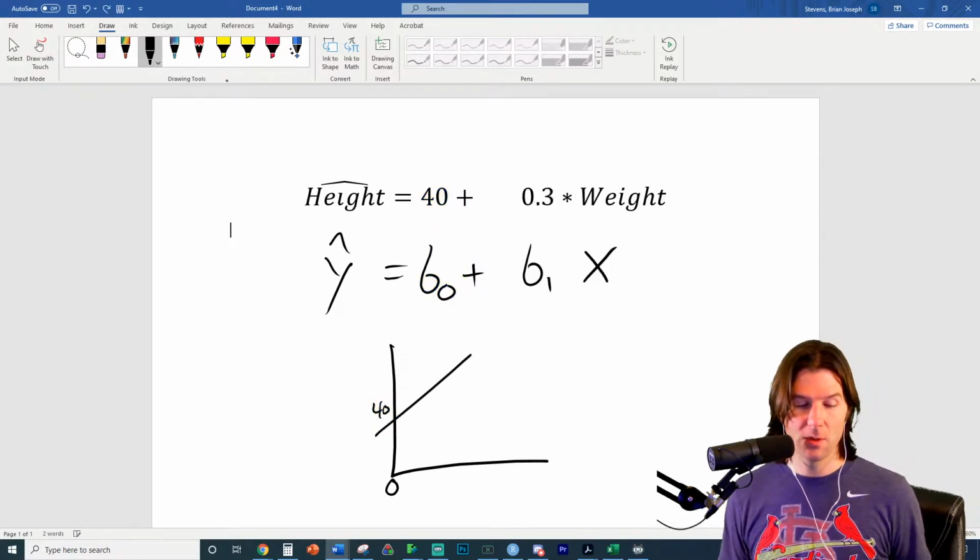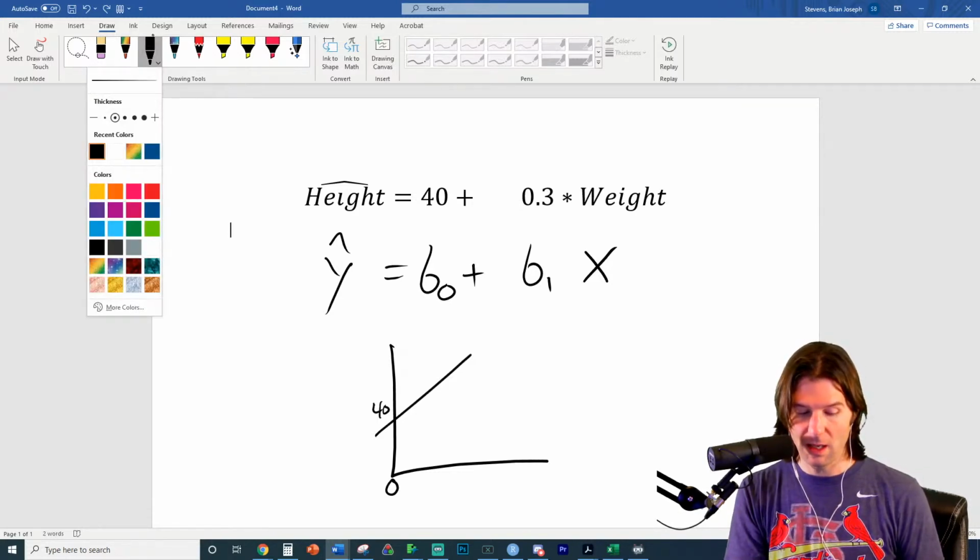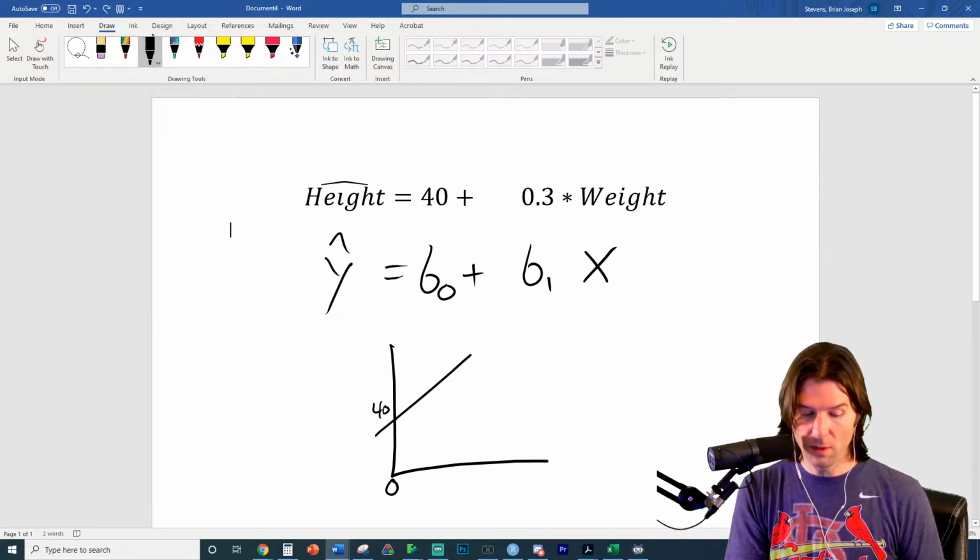The other value we have right here is the slope, and the slope is 0.3, which means for every 1 unit increase in x, so if we go 1 unit up in x, we'd go 0.3 up in y.